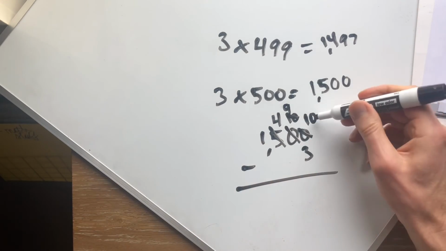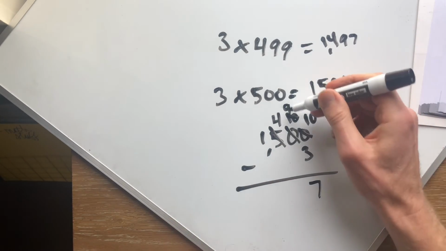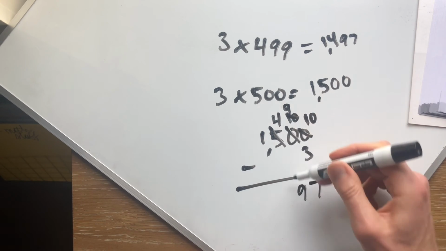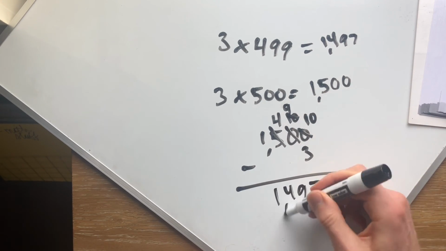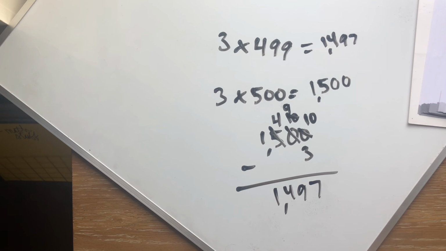Okay, let's do it now. 10 minus 3 is 7. 9 minus nothing is 9. 4 minus nothing is 4. 1 minus nothing is 1,000. So, same thing. So please do number 5 also, because that's a lot like this. I'll write down the problems to do in the assignment. You can do it. Thanks, guys.